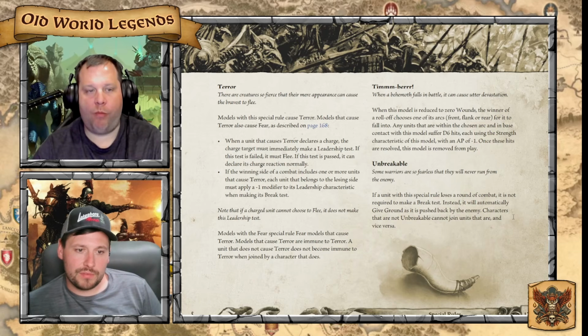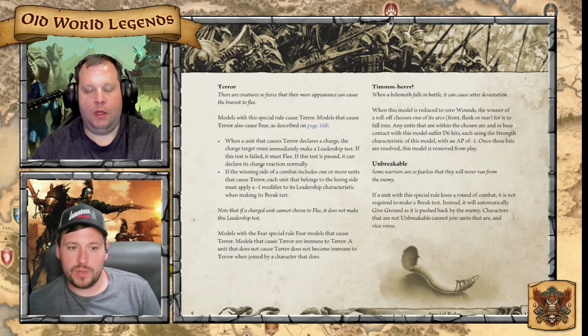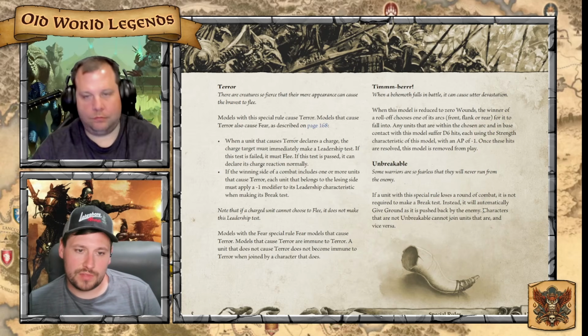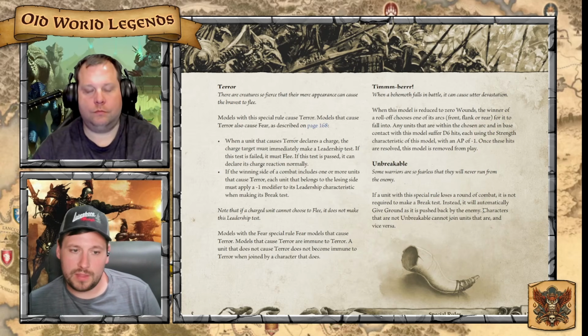Like for example, flagellants or slayers have the loner rule, so no one can join them unless they also have loner anyway. And the only models with loner have unbreakable. And then there are examples like flagellants where there's an exception to be made that the warrior priest of Sigmar can join them even though they're unbreakable and the priest isn't. And when they do, the priest gains unbreakable.